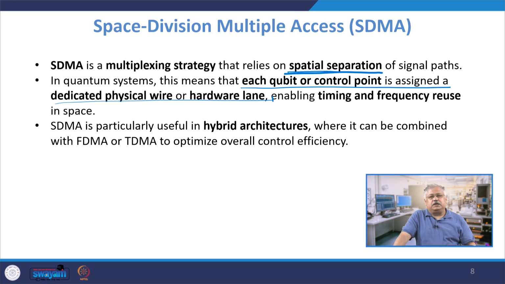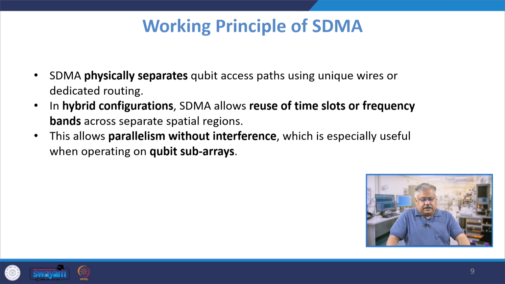So, if you have a bandwidth limited system, SDMA works very well, and it is used in many places in hybrid architectures, which consist of both FDMA and TDMA. As I discussed just now, SDMA physically separates the qubit access path, and therefore unique wires or dedicated routing are available in SDMA. In a hybrid configuration, SDMA allows reuse of time slots and frequency bands, as I discussed in the previous slides. Even within the spatial regions which you have, reuse of time or frequency slots is available, and this allows parallelism without interference, and is useful when operating on a qubit subarray.